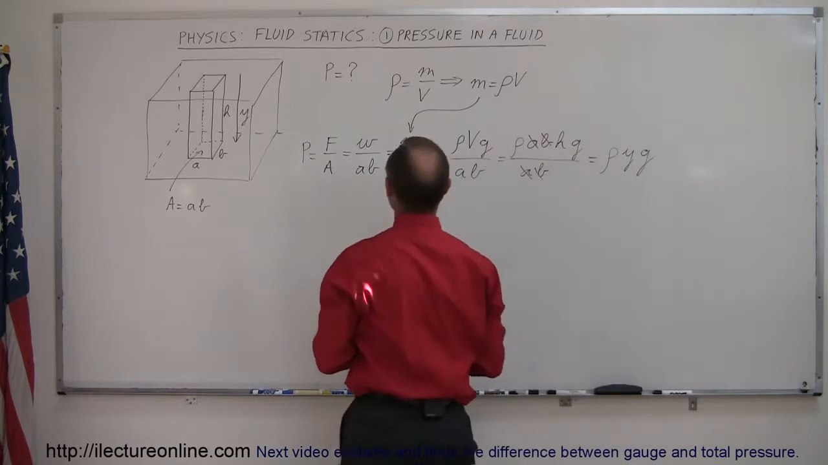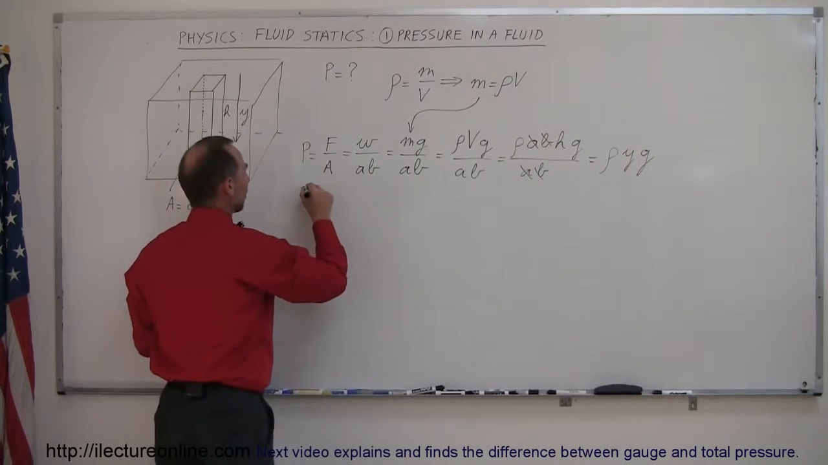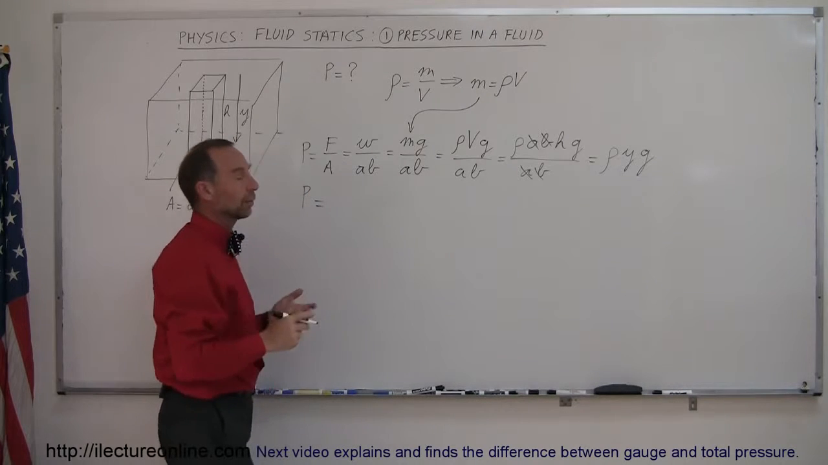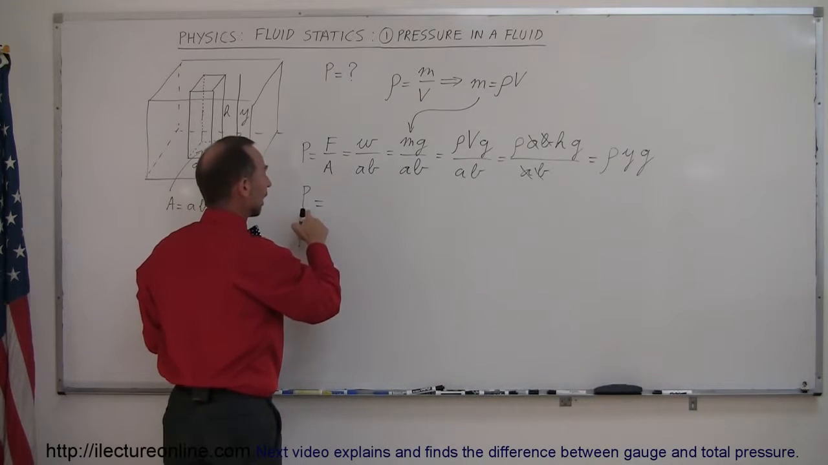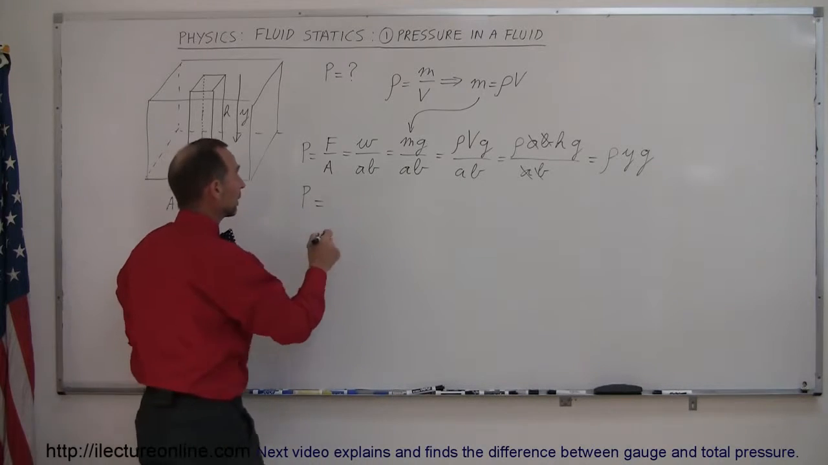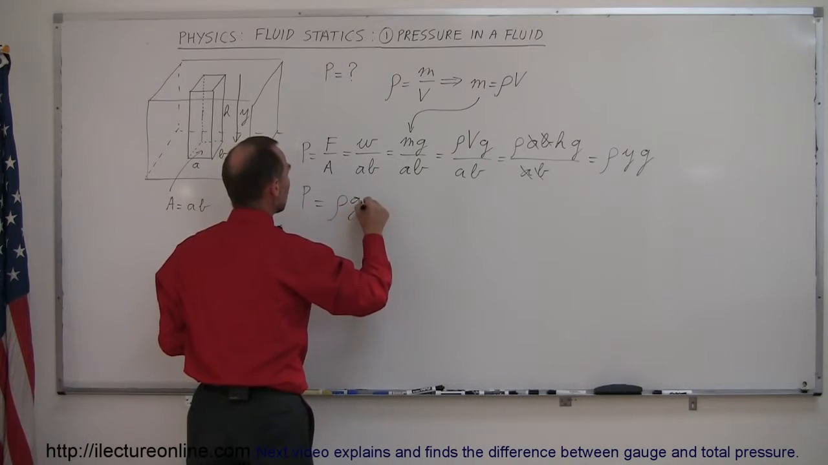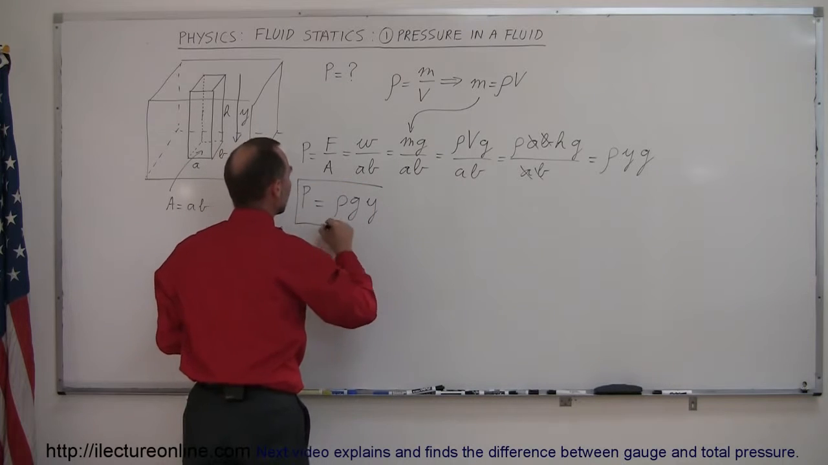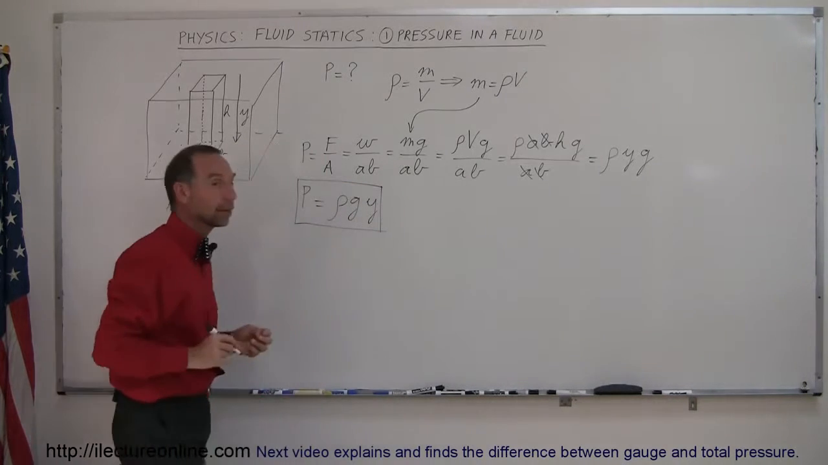And then finally, the equation we like to use, we like to rearrange those terms and write it as the pressure at the bottom of the pool, which is really the pressure at any depth y, can be written as rho g y. And that's the equation we use to find the pressure inside the liquid.